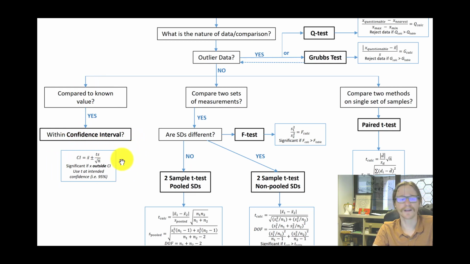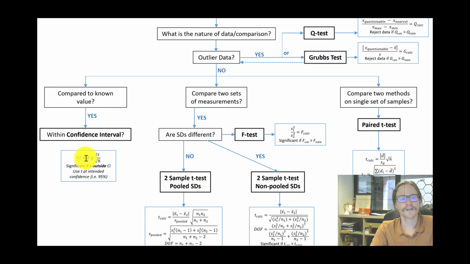Here's the expression for determining a confidence interval and the criteria for evaluating whether it is significant. It's significant if the true value, mu, is outside the confidence interval that you make. If mu doesn't lie within that range, then it's statistically significant in its difference.